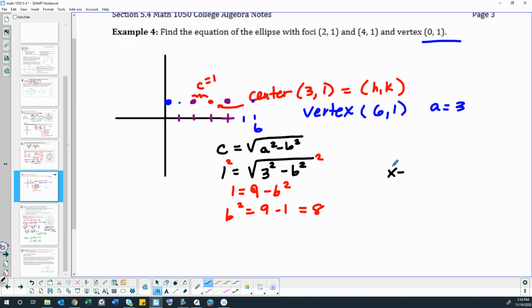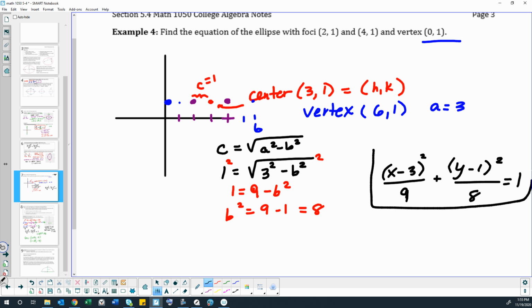So, equation, (x minus h) squared, there's my h, over a squared, a is 3, so that's going to be over 9, plus (y minus k) squared, and k is 1, so (y minus 1) squared, and then that number is over b squared, which is 8, and then of course that equals 1. We've done what we set out to do. We have written the equation for an ellipse with those details.